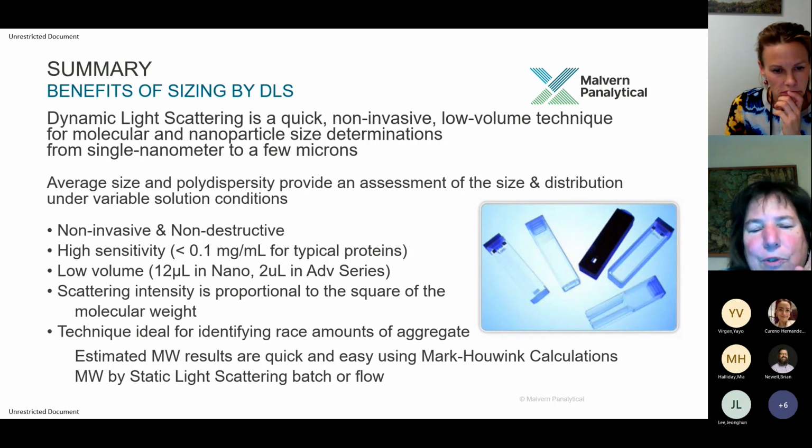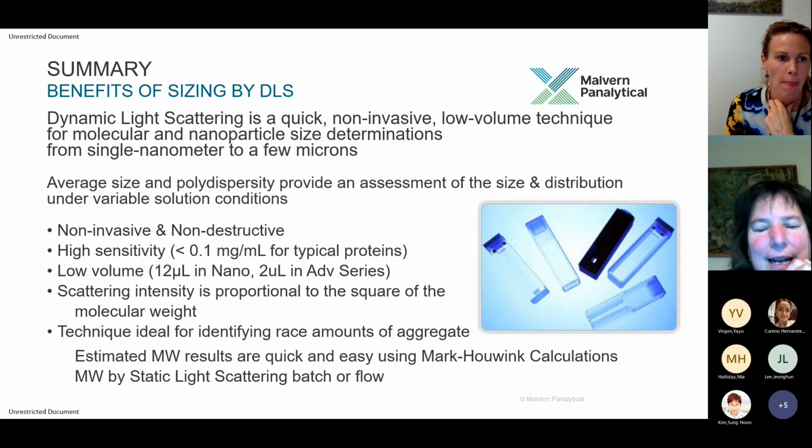Scattering intensity is proportional to the square of the molecular weight or diameter to the 6th power, however you want to think about it, but a few aggregates are very easily identified by dynamic light scattering. And there's software in there where you can estimate molecular weights.